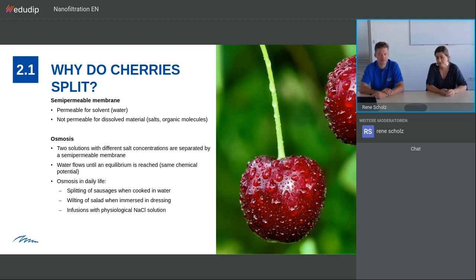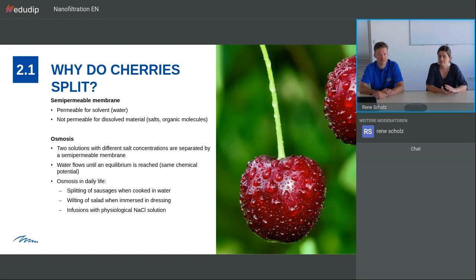In daily life, we have some examples that you have probably seen already. For example, you cook sausages. If you cook them for a long time and the cooking water doesn't contain any salt, it can happen that they split as well. In this case, it's a similar effect as with the cherries. You have a lot of salt in the inside of the sausage, not in the outside water. So water flows into the sausage until the skin splits.